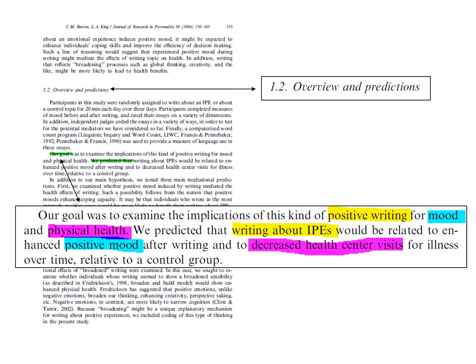The goal is usually more broad than the hypothesis. In this case, the goal includes the more general variable names, and the prediction, or the hypothesis, specifies how the variables will be operationalized. I highlighted the variables and operationalizations in different colors in this slide to help identify them and point out that they appear in both places.